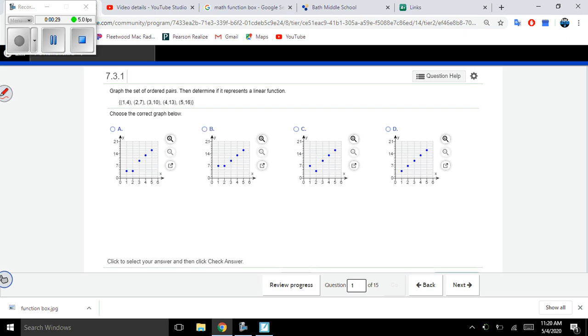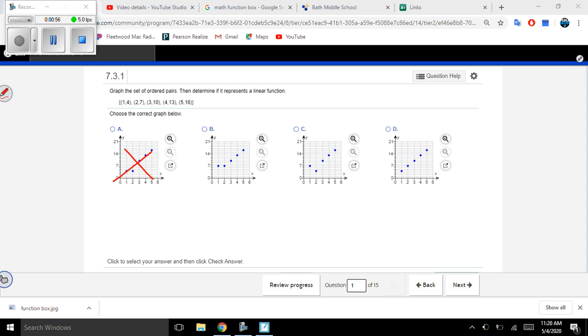Again, we have talked about this before. We didn't refer to it as functions, we referred to it as linear equations. So it says we're going to graph the set of ordered pairs and determine whether or not it represents a linear function. So if I take a look at 1 comma 4, and again, you might have to blow these things up with the magnifying glass a little bit, 1 comma 4, 2 comma 7, so you can see this one would be out.